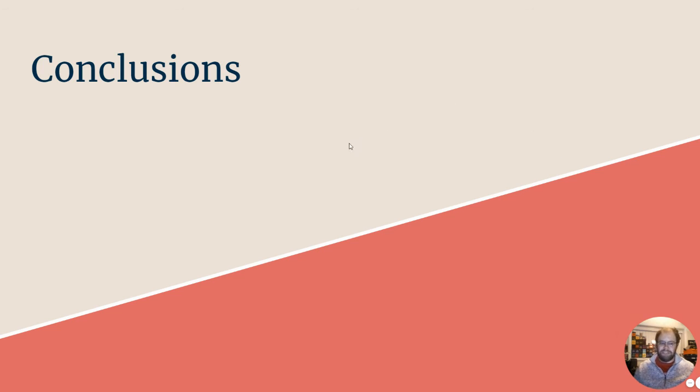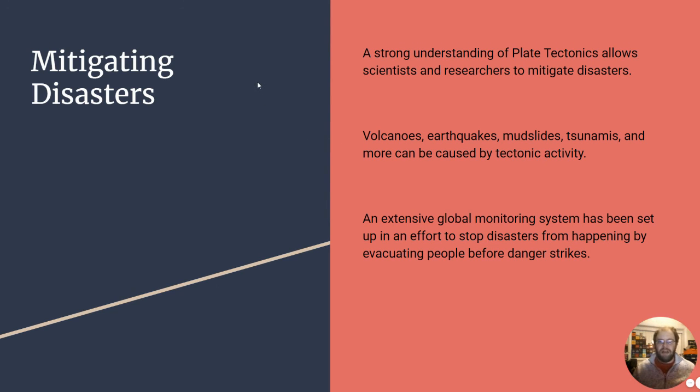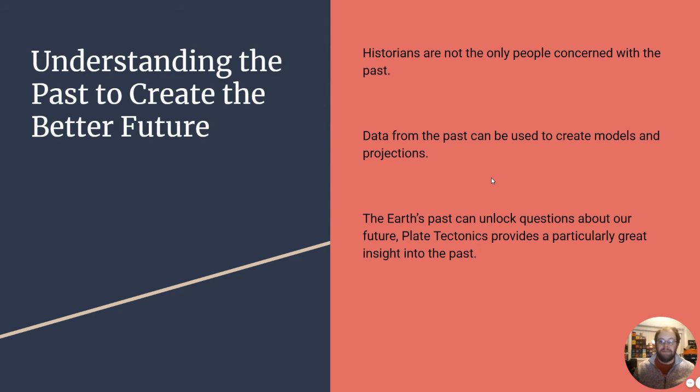So let's talk about some conclusions about plate tectonics. Okay, a strong understanding of plate tectonics allows us to try to mitigate disasters, whether it be a volcano, an earthquake, mudslides, tsunamis, or any of these things. It's all caused by tectonic activity. So an extensive global monitoring system has been set up in an effort to try to stop these disasters from being as bad as they could be. It's also good for us to understand the past so that we can understand what's going to happen in the future. Understanding what happened before can make it a lot easier to see what is going to happen in the future.